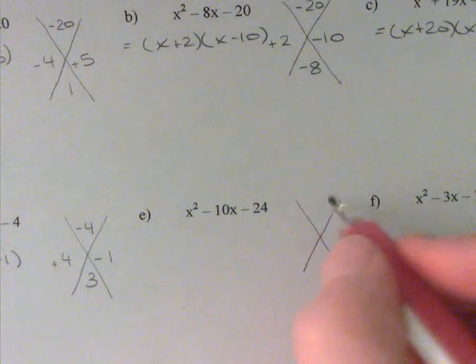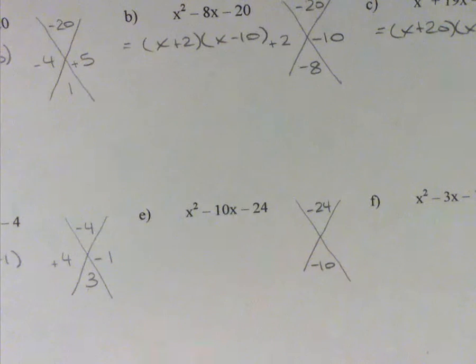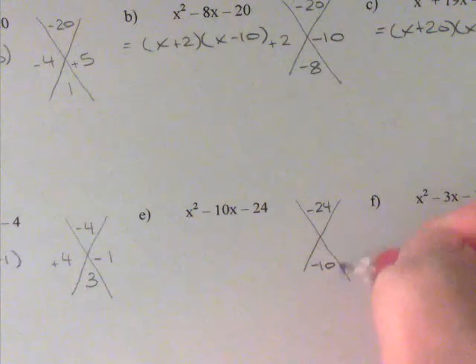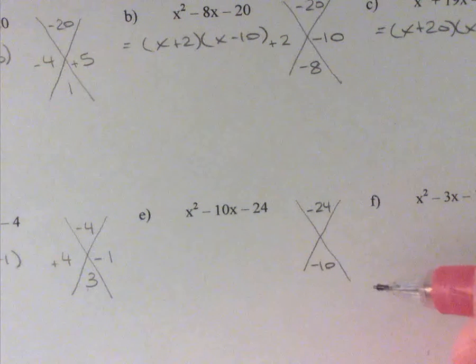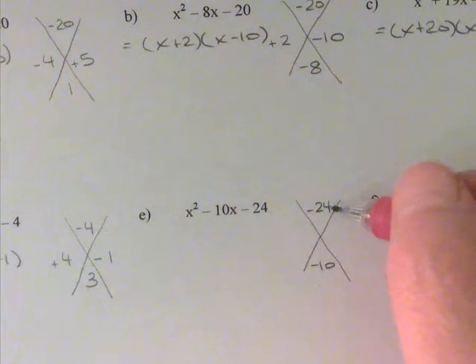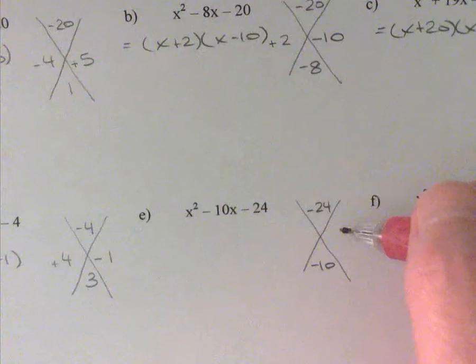So I want to multiply to negative 24 and add to minus 10. So I look at 24, I have 1 and 24, 2 and 12, 3 and 8, and 6 and 4. I have to get to 10, and you'd automatically think 6 and 4 would work. But they would both have to be minus 6 and minus 4 to get to minus 10, and then the product would be positive 24. So I need to think of another combination that might work.